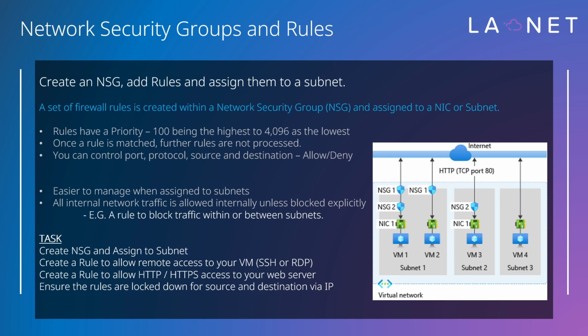Okay, so the task that we're going to do now is create the NSG, assign it to a subnet, add a rule to allow us to remotely access that server only, and only us, and then create an HTTP/HTTPS rule to allow access to the web server once we add the web service to it. So we want to make sure these rules are locked down for the source and destination via the IP addresses.